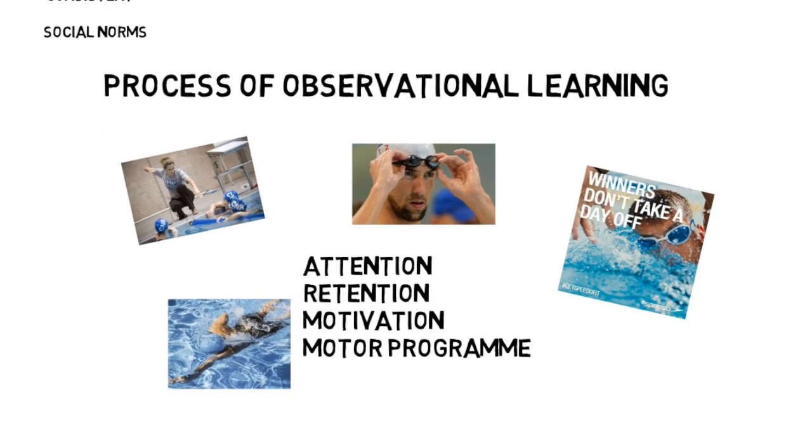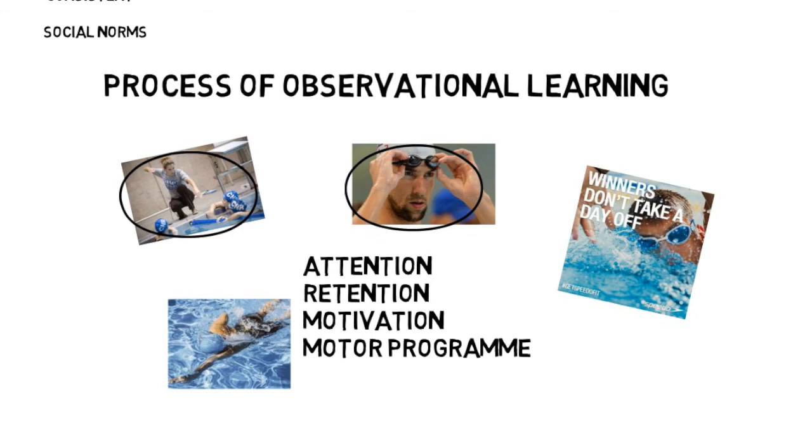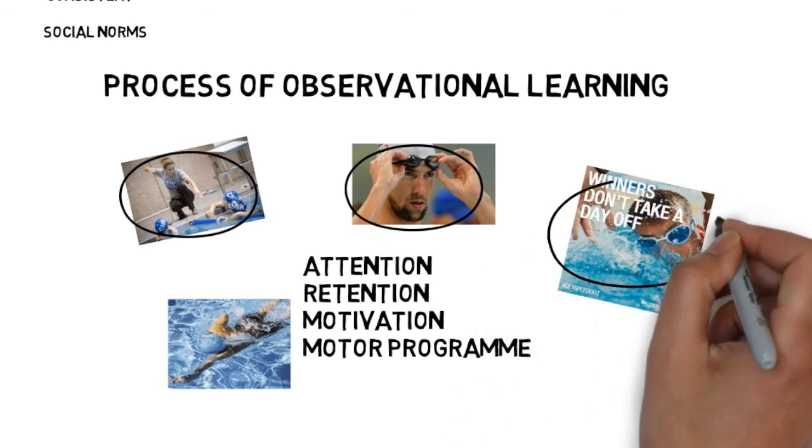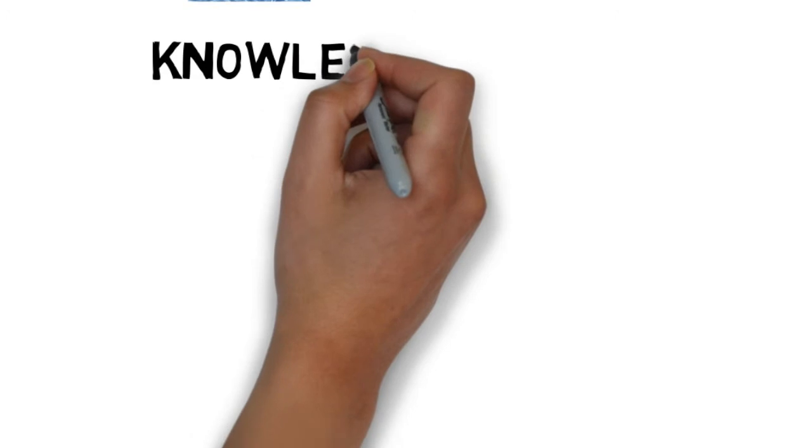So the teacher's giving us the teaching points, we pay attention to those, we're retaining that information and then recalling it at the relevant point. We have the motivation and drive to learn the particular skill, and we also have the motor programs to achieve it as well. Now let's look at some knowledge checkers to make sure we clearly understand what we need to do.